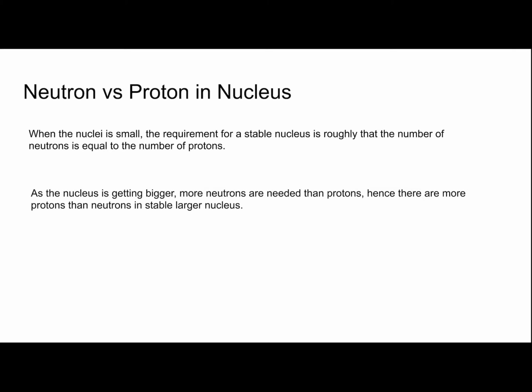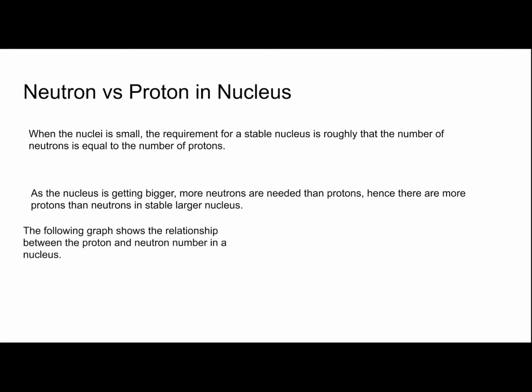As the nucleus gets bigger, more neutrons are needed than protons in order for the nucleus to be stable. Sorry, there are more neutrons than protons, wrong way around. Hence, there are more neutrons than protons in a stable, larger nucleus.